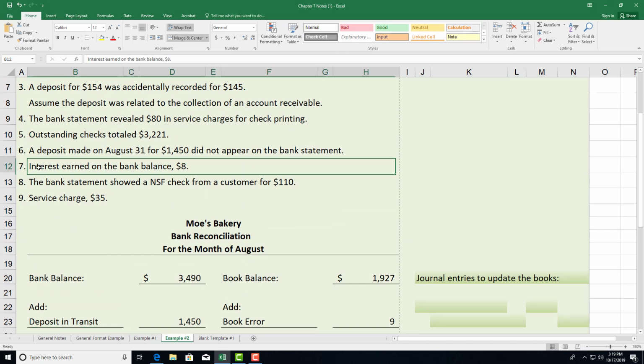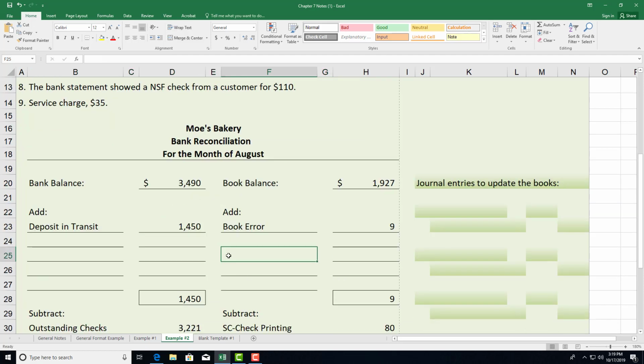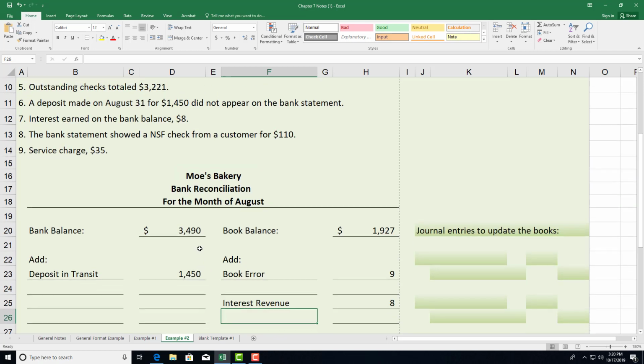Next, we have interest earned on the bank balance. The bank knows about that first. The bank calculates that for us, and so it's already reflected on the bank side. It's the books that need to be updated. So we will add that to the book side.